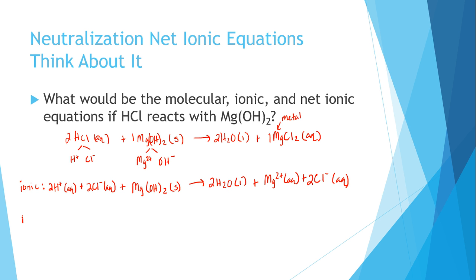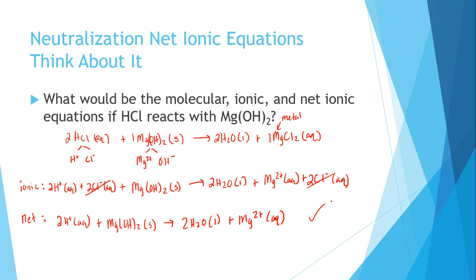Once you get that, you can go ahead and write your net equation. You do this again by canceling the same on both sides, so these 2 cancel, and that leaves me with 2 hydrogen ions, my solid magnesium hydroxide, my water, and my magnesium ion, because it's different. If you have any questions, make sure you stop this video and then make sure you email me or come up and ask me.